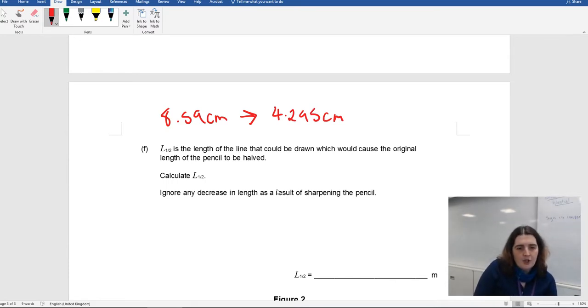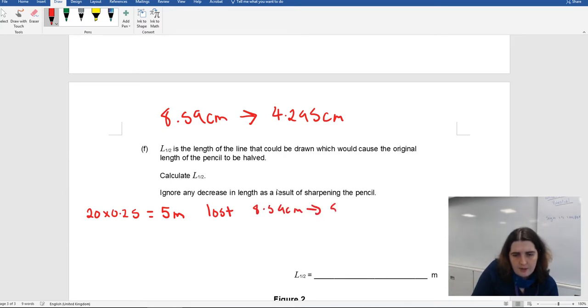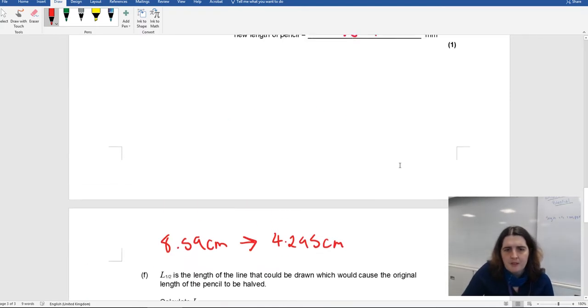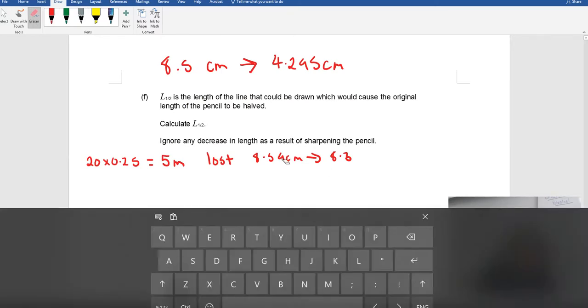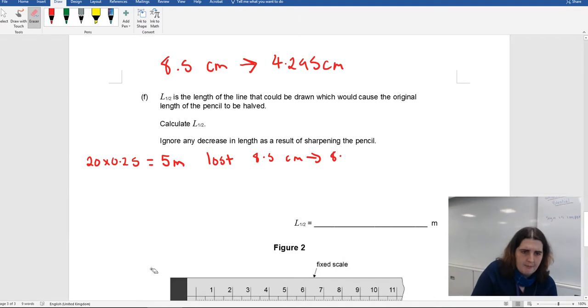So if I did 20 times 0.25, that is 5 meters. When I've drawn a 5 meter line, I have gone from 8.59 centimeters to 8.3. Oops. Oh, I've got my 5s and my 2s the wrong way around here. So I'm just going to change a few of these. Sorry, this should be 3.9. Okay, so this should be 5.2. So 8.52 divided by 2 is 4.26. So I'm going to change this around correctly, 4.26, sorry. Of course, it's gone from 8.52 to 8.39.